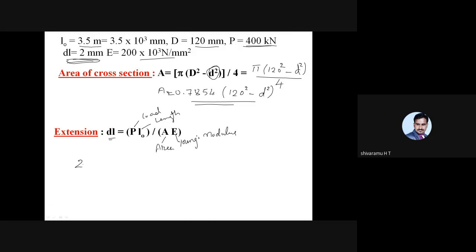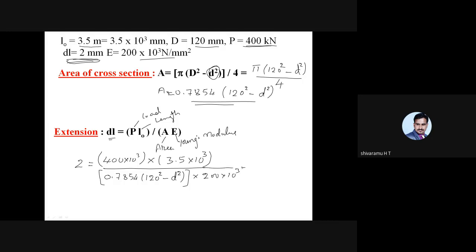In this problem, deformation dl is given as 2 millimeter, and the load is the applied tensile load, 400 kilonewton, that is 400 into 10 power 3 Newton, and length is 3.5 meters. We need to convert it into millimeter, so 3.5 into 10 power 3 millimeter, divided by the area of the cross section we got, 0.7854 into 120 square minus d square. Outer diameter is known. Here it is asked to compute the inner diameter of the hollow tube, and Young's modulus is 200 into 10 power 3.